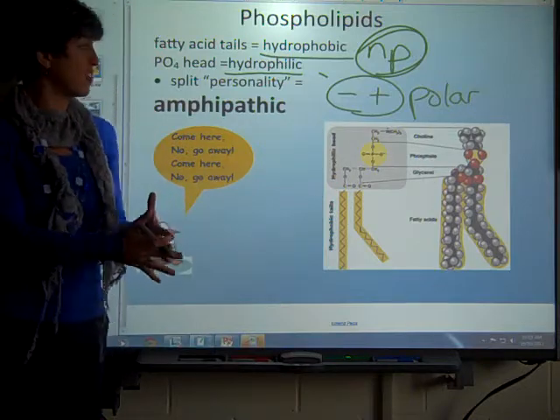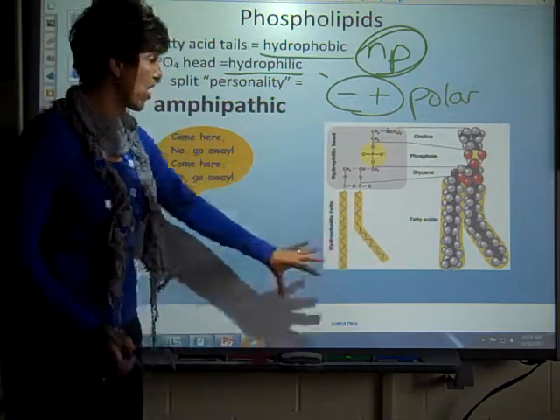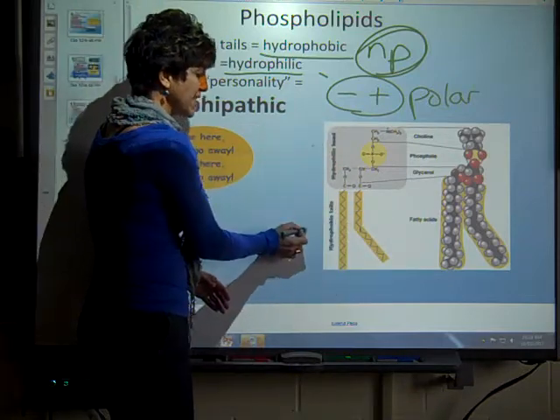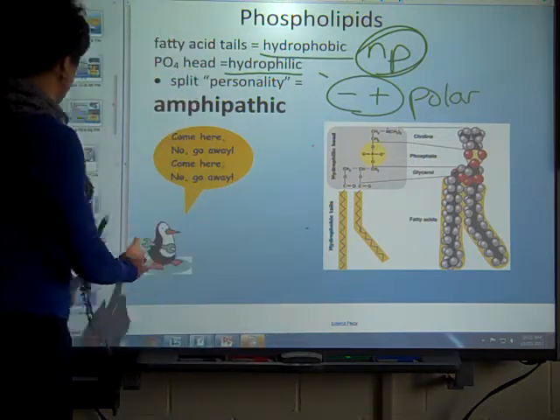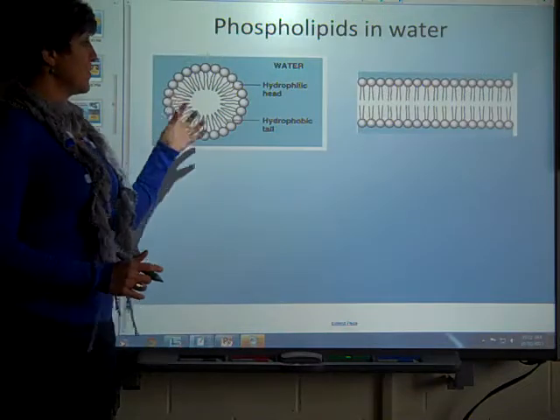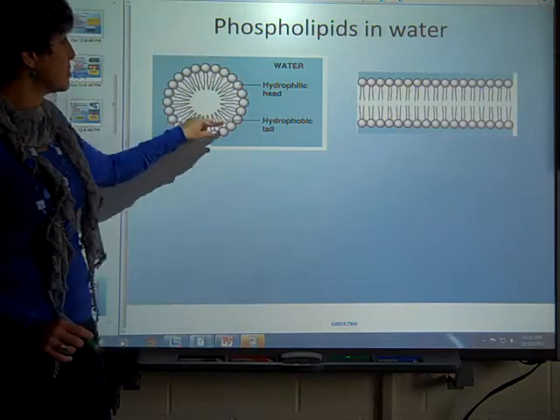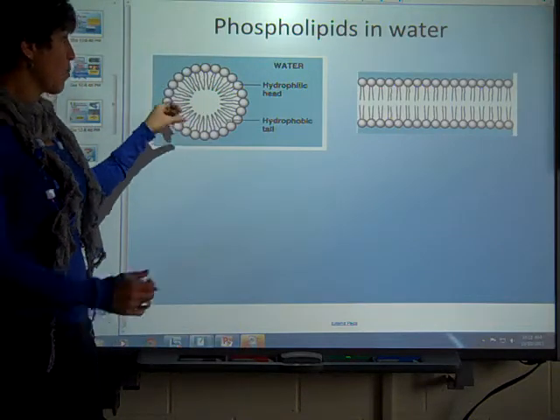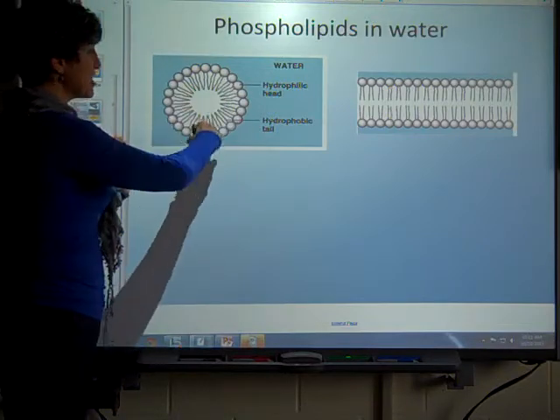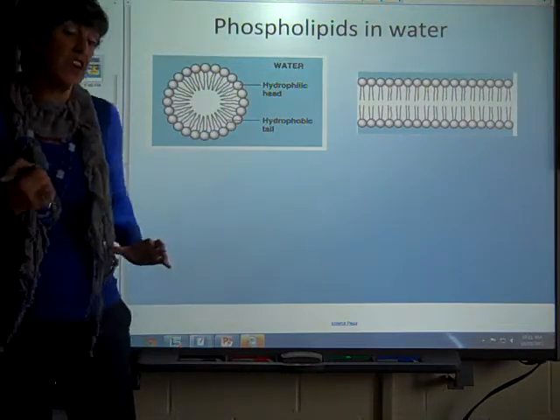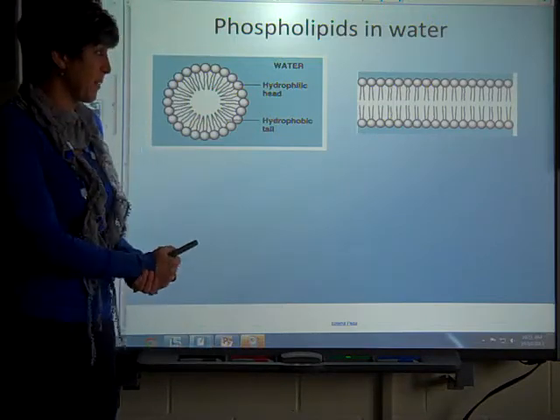One region of the molecule likes water. One region of the molecule does not like water. This tends to be polar. This tends to be non-polar. That will cause it to arrange itself in a very specific way. If you take phospholipids and put them in water, they will actually arrange themselves into a circle, with the tails all facing in away from the water, and the heads where the phosphate groups were, where it was very negative, facing out towards the water because they are hydrophilic.